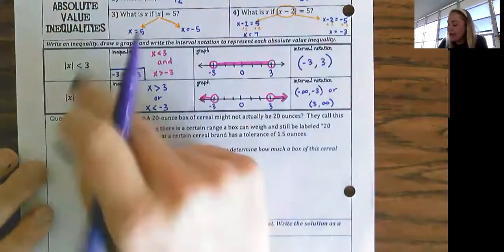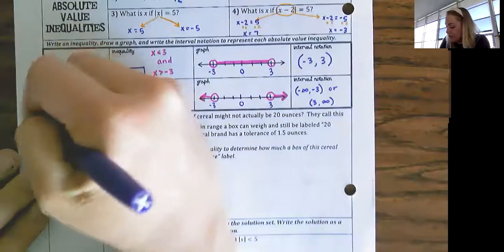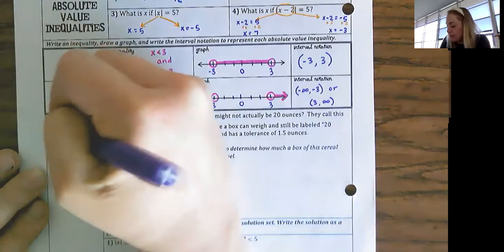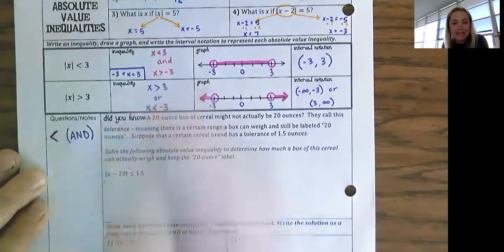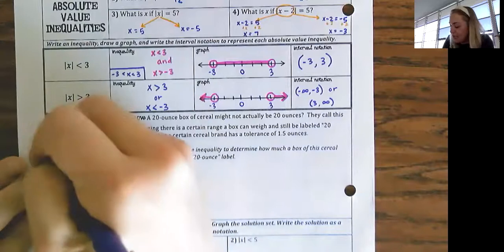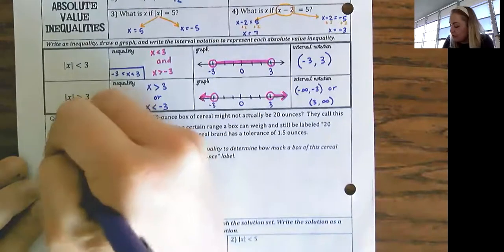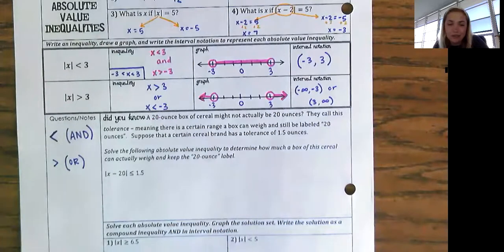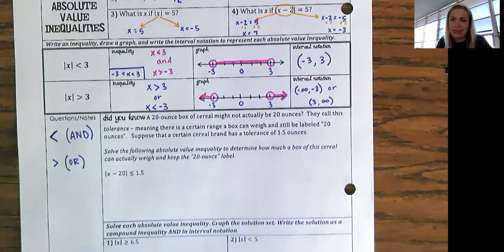So when we had a less than symbol here, less than symbols always give us an and statement. If you have a greater than symbol, it's an or statement. Now, that also includes equal to. So if you've got a less than or equal to, that would also be and. Greater than or equal to would be an or statement. So anytime there's a less than included, it's an and statement. Anytime there's a greater than included, it's an or statement.